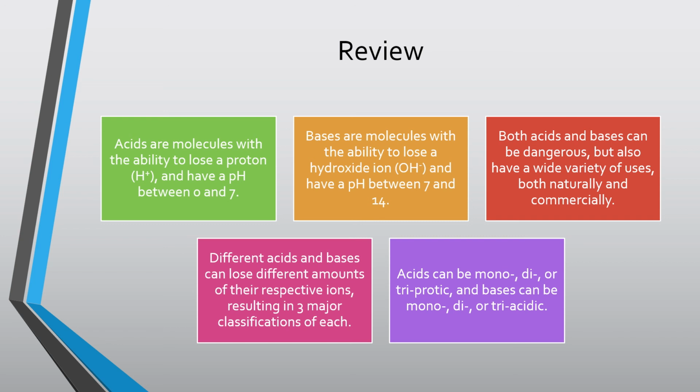Let's review. Acids are molecules that can lose a proton, in the form of a hydrogen ion, and have a pH between 0 and 7. Bases are molecules that can lose a hydroxide ion, or an OH-, and have a pH between 7 and 14.